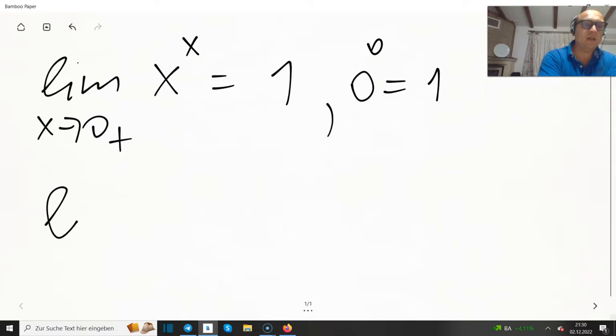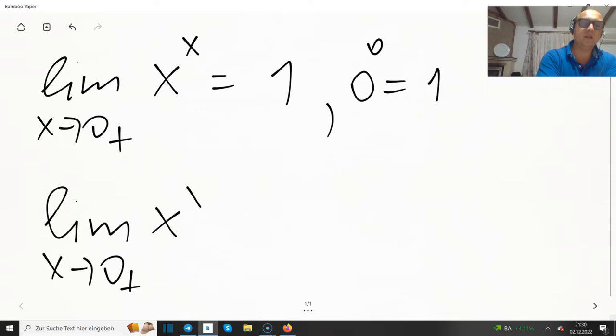Let's go further and let's consider now the limit of x towards 0, still from the right hand side, but now x to the power of x to the power of x. And this is kind of surprising because you would say, well, if 0 to the power of 0 is 1, the result here should be 1 as well. And it's not. Okay, let's see why.